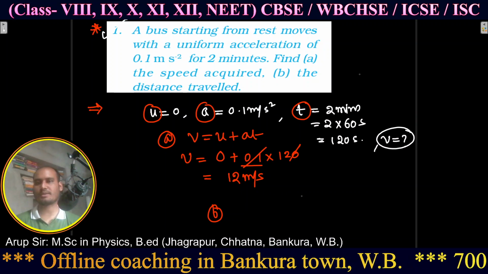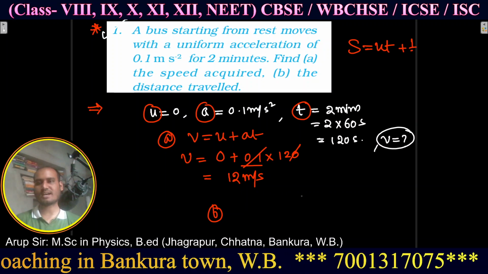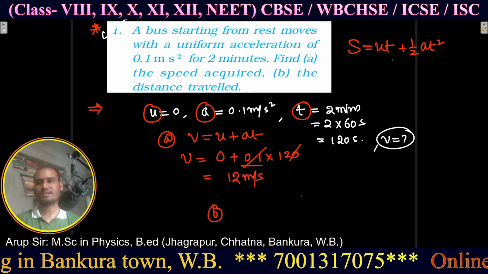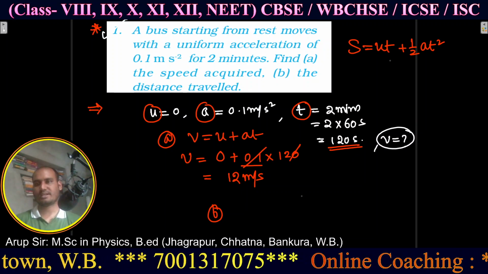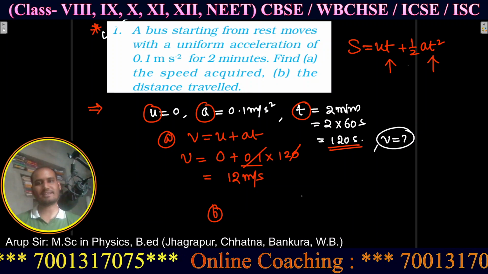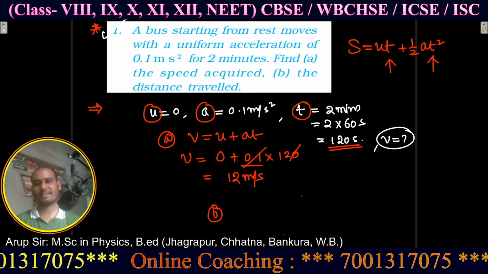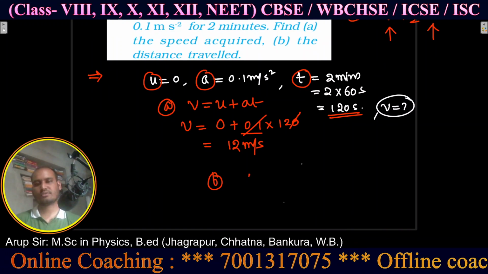What is that problem? Suppose you are going to use this formula, ut plus half at square. The problem is t is 120, a large value. If you put this large value and square it, it will be lengthy. So to avoid lengthiness of the solution, you can use this formula.